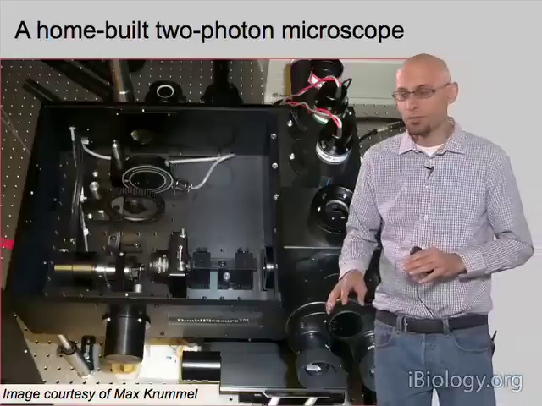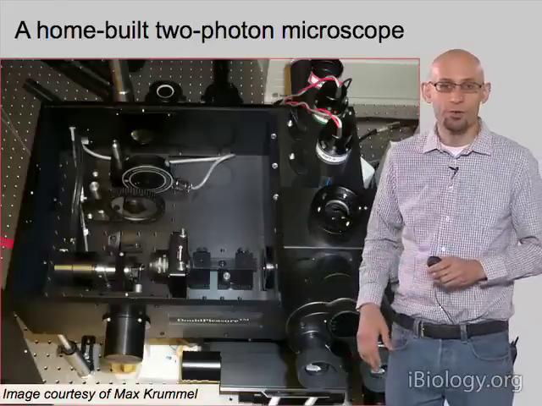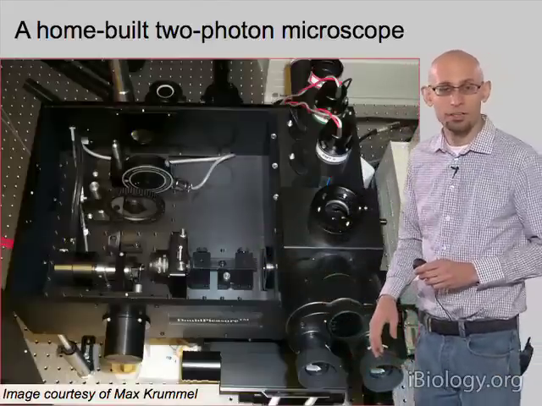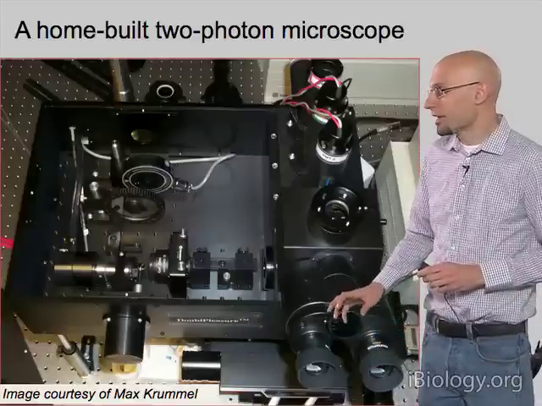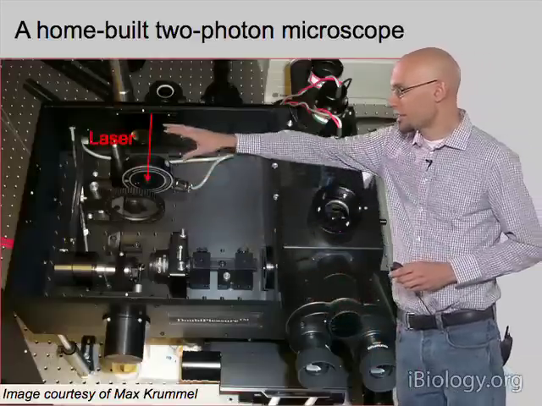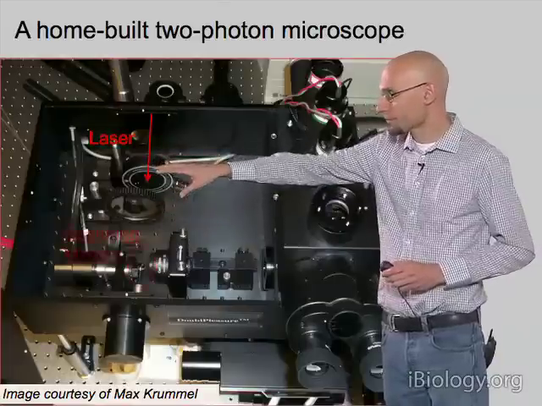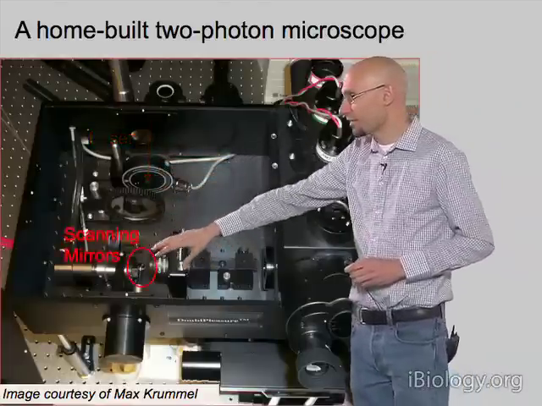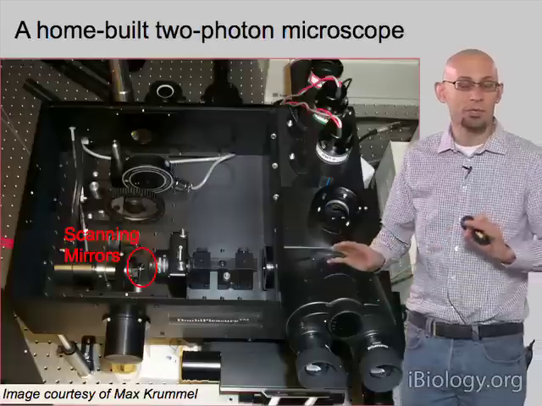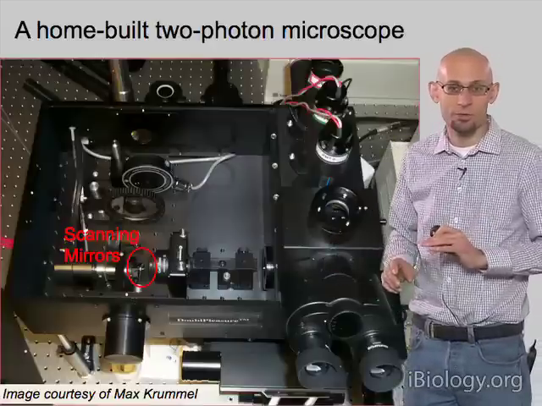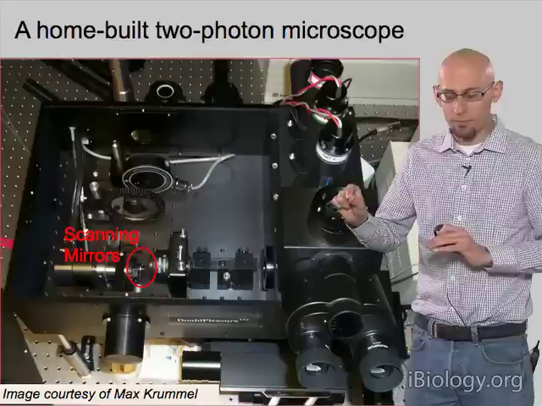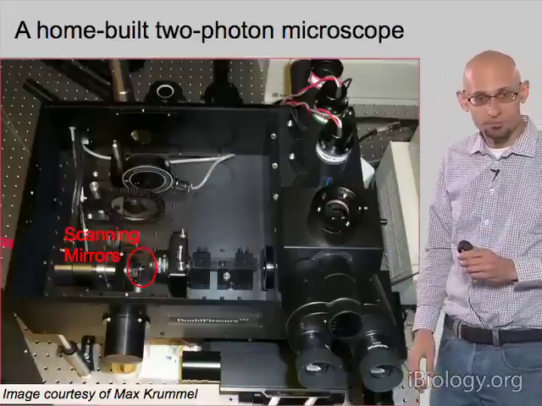So this can be pretty simple to do. This is a picture of a home-built two-photon microscope from Max Krummel at UCSF. And what you see here is the laser beam path. It comes in through here. There are these scanning mirrors here. These are the mirrors that raster that beam across the sample. Those are the ones that let you scan that spot pixel by pixel across the sample.